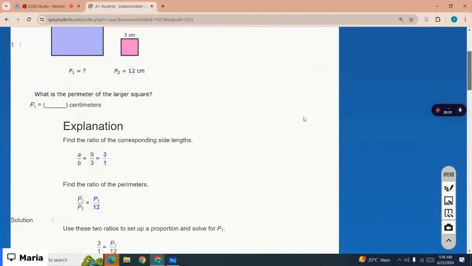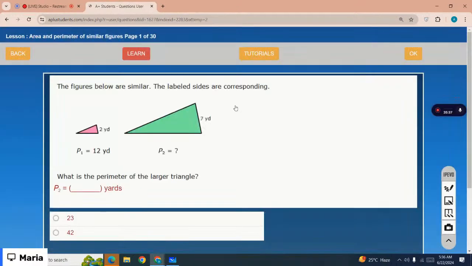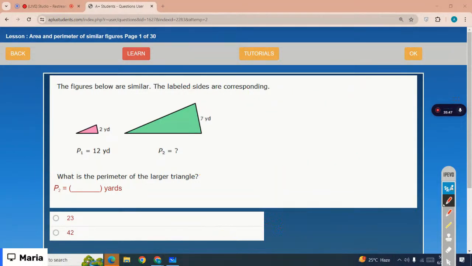Let's just start with the test questions. The figures below are similar. The labeled sides are corresponding. What is the perimeter of the larger triangle? Let's just make a ratio of their similar sides, right? The similar sides are 2 over 7. Now just make a ratio of their perimeters, that is 12 over the missing one.